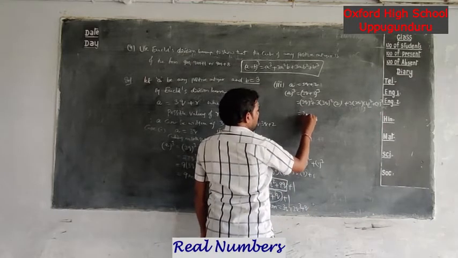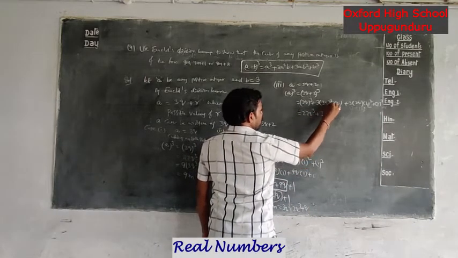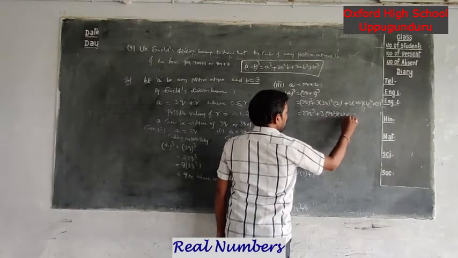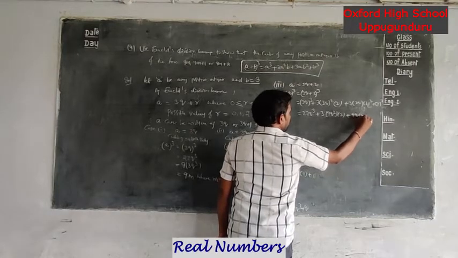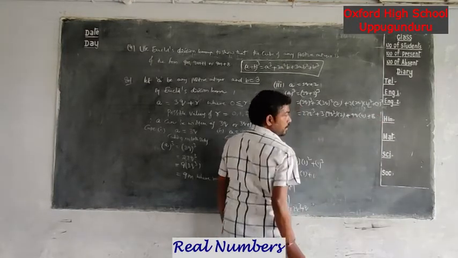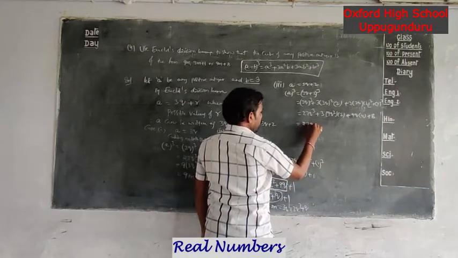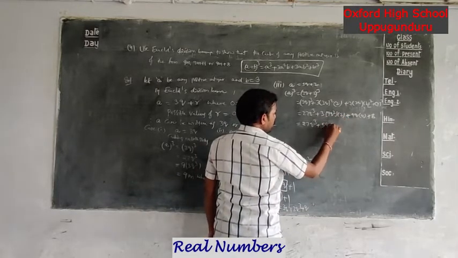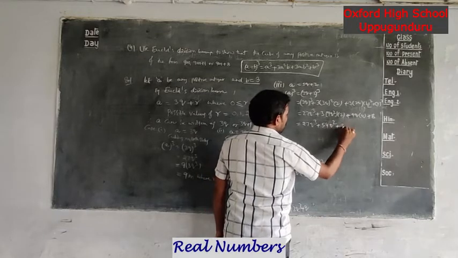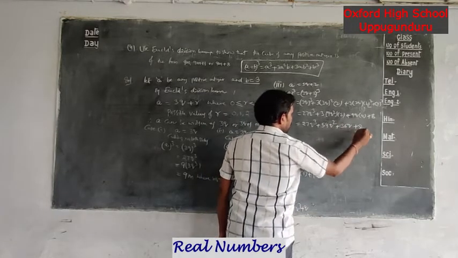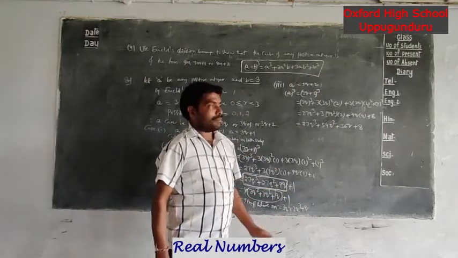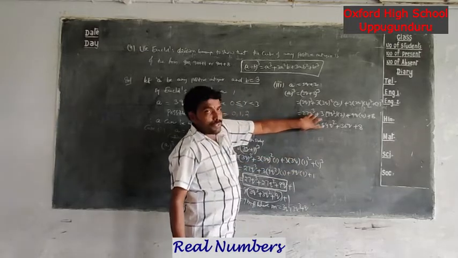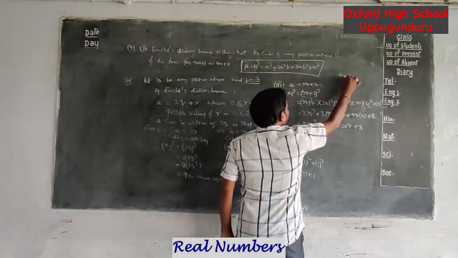Now 3q whole cube, 27q cube, plus 3 into 3q whole square means 9q square into 2, plus 3 into 3 is 9 into 9q into 2 square is 4, plus 2 cube is 8. Now it becomes 27q cube plus 3 nines are 27, 27 times 2 is 54q square plus 9 fours are 36q plus 8. When you observe the last term, what is the last term we are getting here? 8. That means you have to express this expression in terms of 9m plus 8.